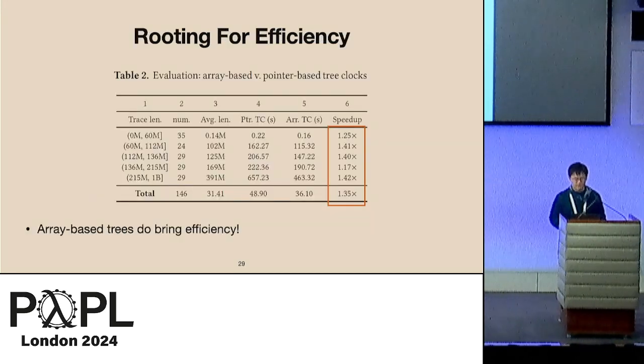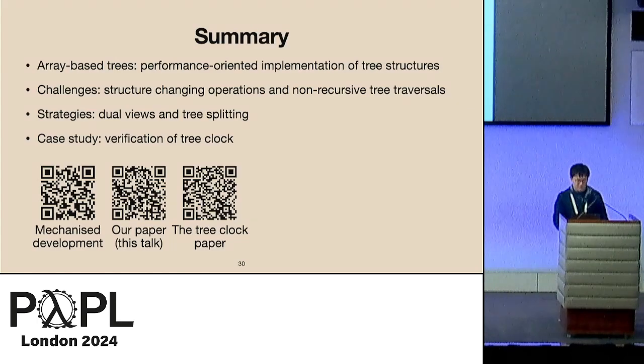In addition to the verification efforts, we also conducted some experimental evaluation to compare the efficiency of array-based tree clocks against pointer-based tree clocks. From the last column, which shows the speed up of using array-based tree clocks, we can see that array-based implementation do bring efficiency. And even better, the array-based tree clock comes with some correctness proof.